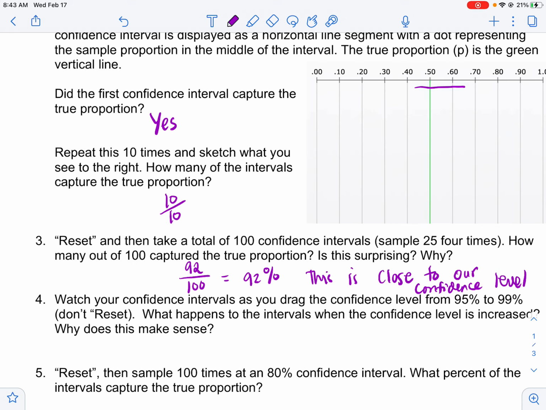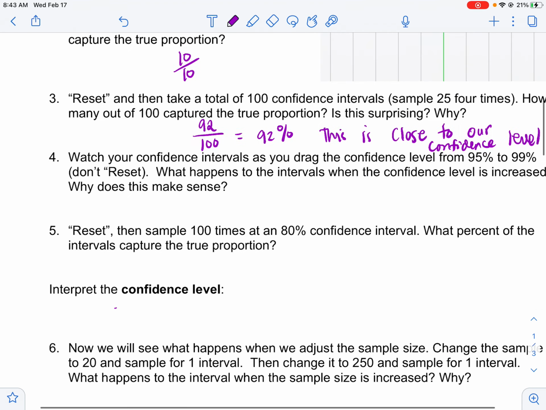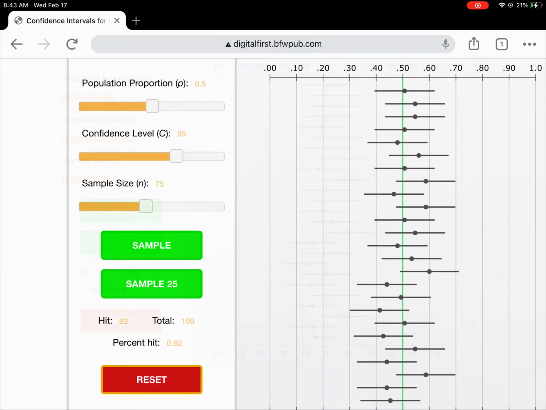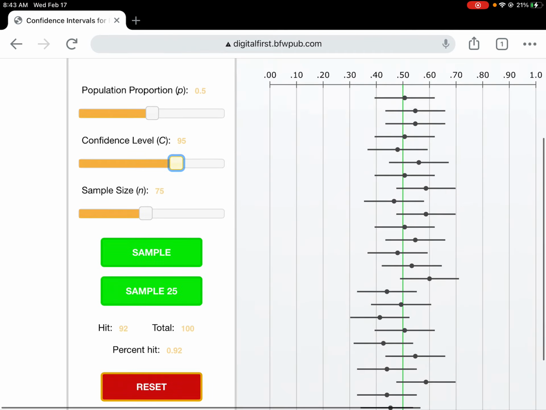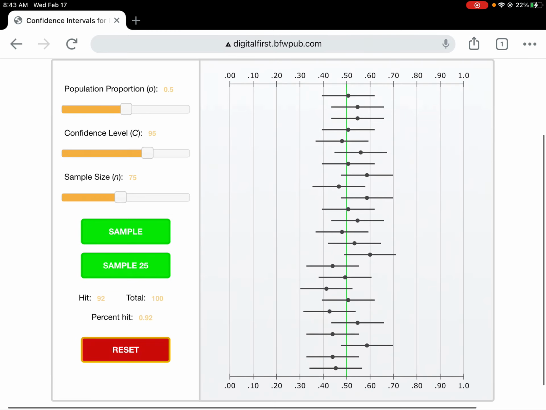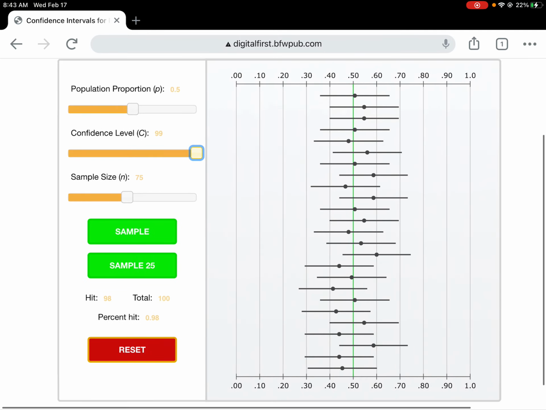Okay? For number 4, what happens to your confidence interval as you drag the confidence level from 95% to 99%? You don't have to reset. All you have to do is change the confidence level. What happens to the interval when the confidence level is increased? And why does it make sense? Okay, let's go back there. Right now this is 95. I'm going to change it to 99.